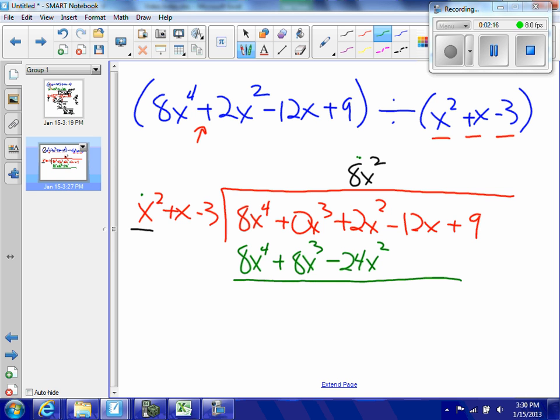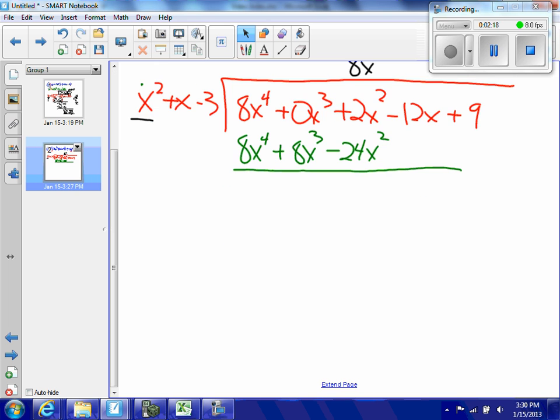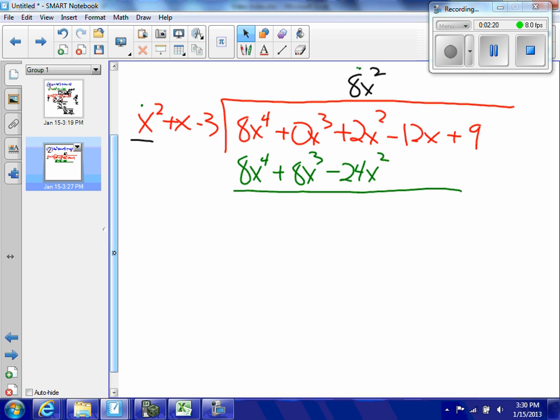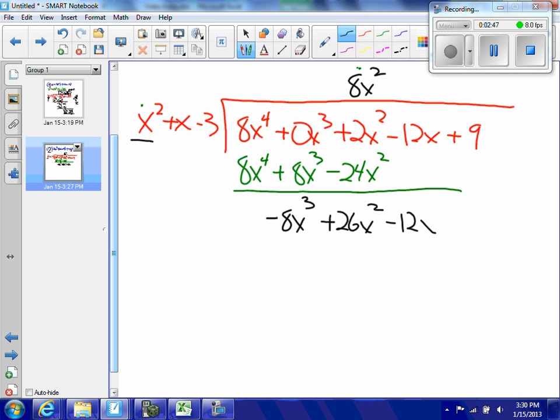Draw my line. Let's do a little bit of subtraction. 8x to the fourth minus 8x to the fourth is 0. 0 minus 8x cubed is negative 8x cubed. 2 minus negative 24x squared is plus 26x squared. And then I'll bring down my next term, minus 12x.